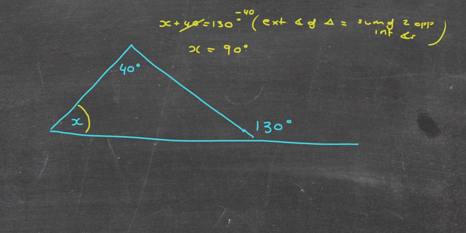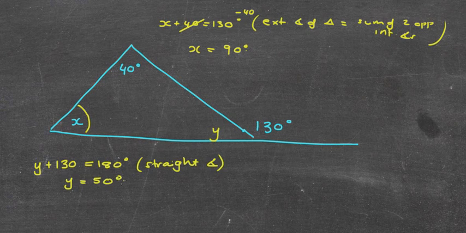If I didn't know how to do this, once again, I'm going to put that as y. Okay, in this case, I'm going to say that y plus 130 is equal to 180 degrees because that is a straight angle. I'm going to go sort of backwards to what we were doing before. Therefore, y is equal to 50 degrees.